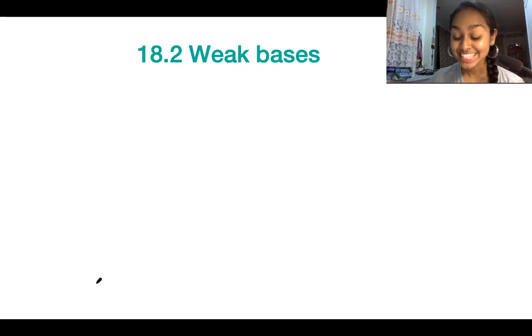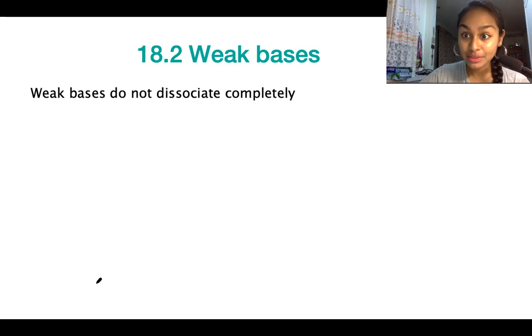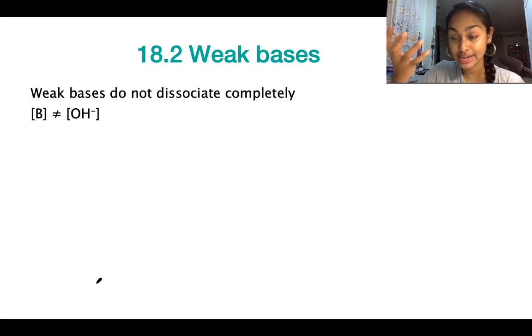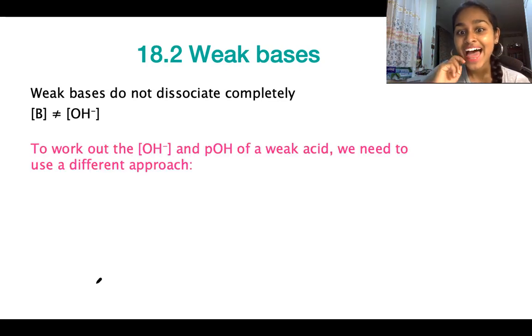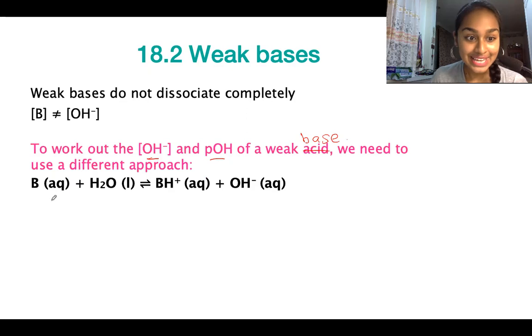Good. Okay, so this exact same logic applies for weak bases. So let's talk through that one. We know that weak bases do not dissociate completely, and therefore the concentration of hydroxide ions is not going to be equal to the concentration of the base, because not all of the base dissociates into its ions. Therefore now, to work out the OH concentration and the pOH of the weak base, we need to use the approach that we used earlier for the weak acids as well.